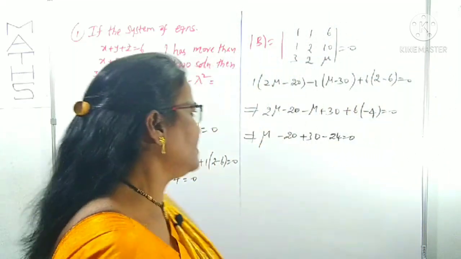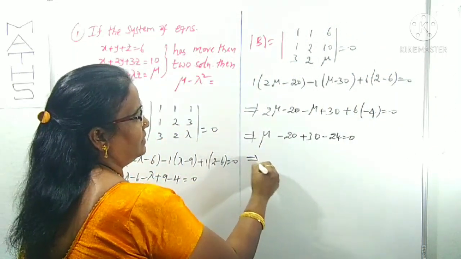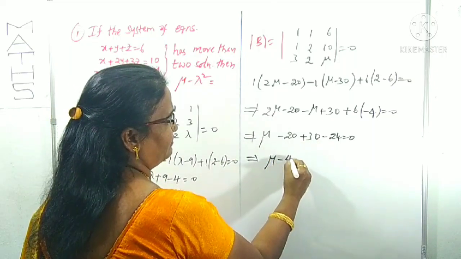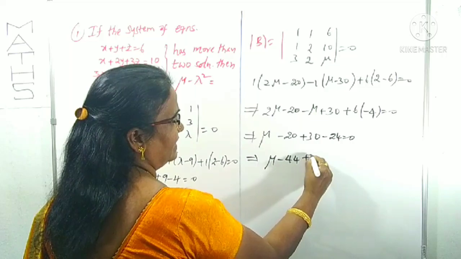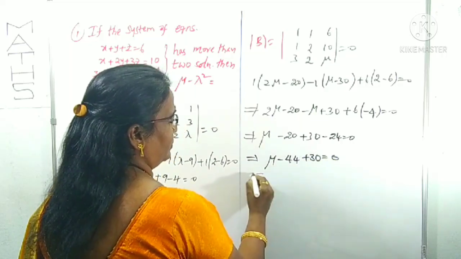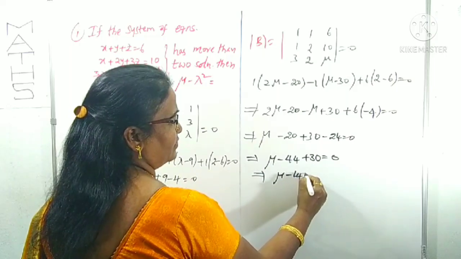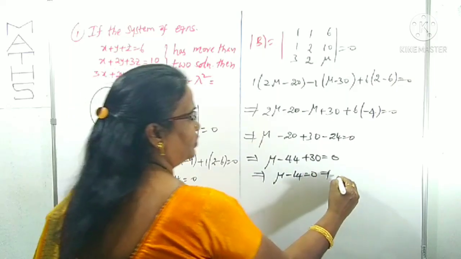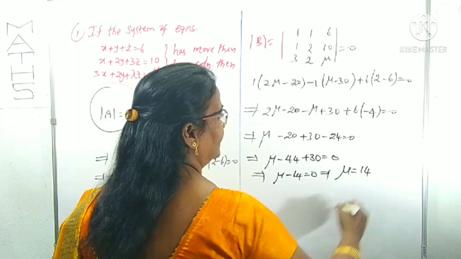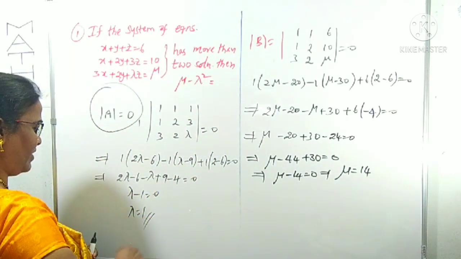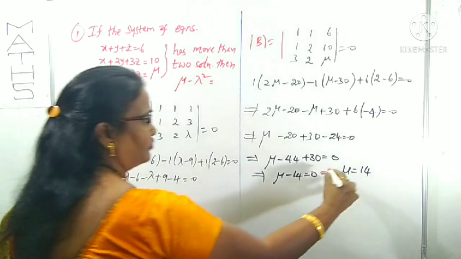Now we can simplify this value again. Mu, here minus 20 minus 24, minus 44 with plus 30 equals 0. Therefore, mu minus 44 plus 30 is minus 14 equals 0. Therefore, mu value is 14. We got the mu value is 14, lambda value is 1. Lambda is 1, mu is 14.